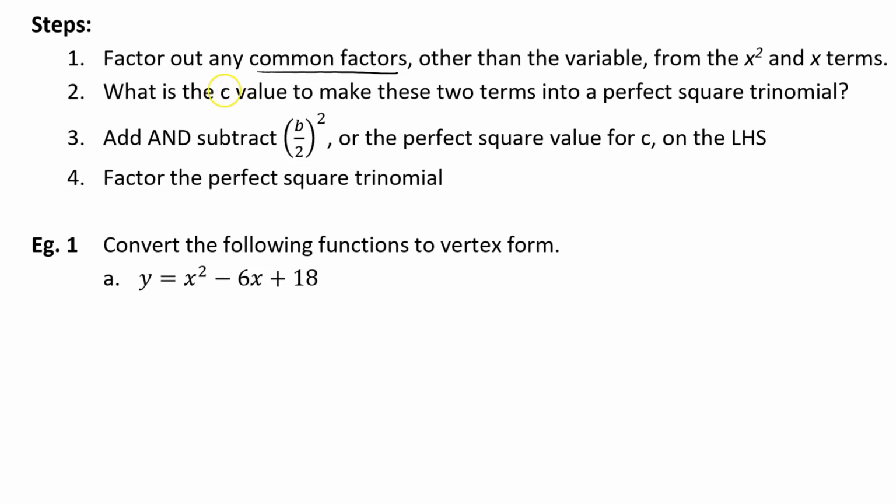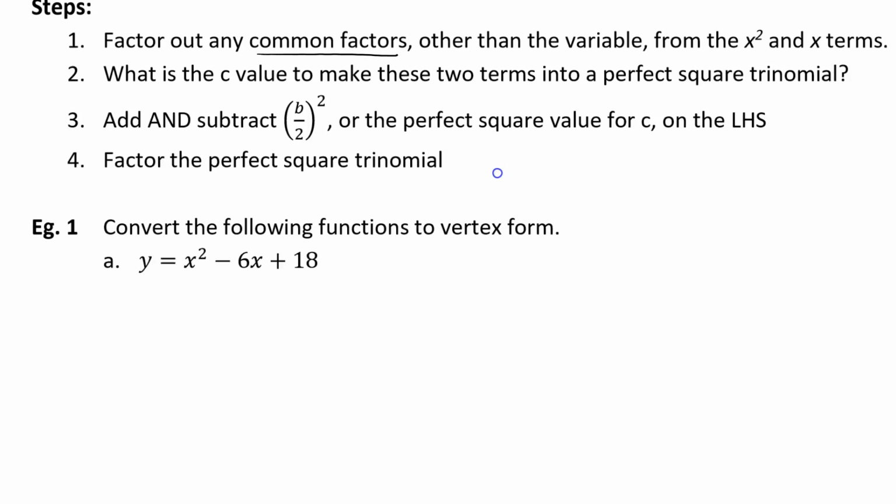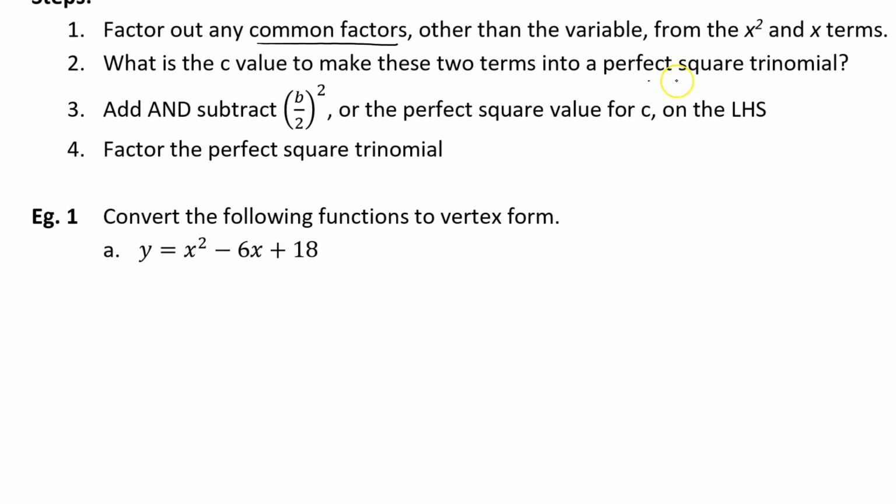What is the c value, or that constant? What is that c value that will make these two terms into a perfect square trinomial? So add and subtract the b over 2 squared, which is just the same thing for c on the left hand side.